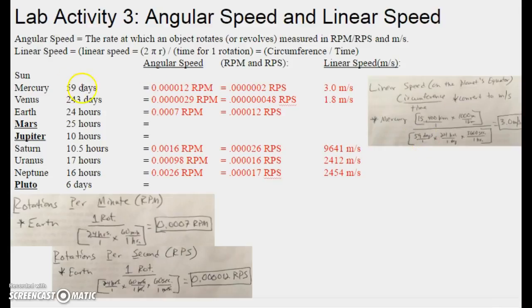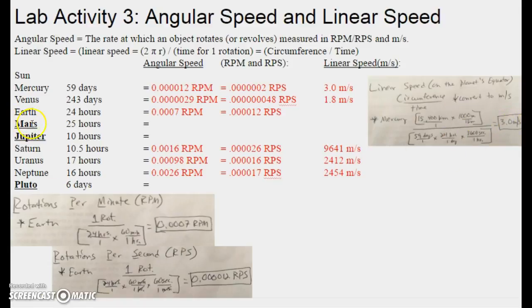Well, 59 days of a rotation times 24 hours in a day times 3,600 seconds per hour. I simply took 60 minutes times 60 seconds, so I found seconds in an hour. So numerator divided by denominator solves for me, or tells me its linear speed. If I'm standing at the equator of Mercury, I'm traveling at 3 meters per second.